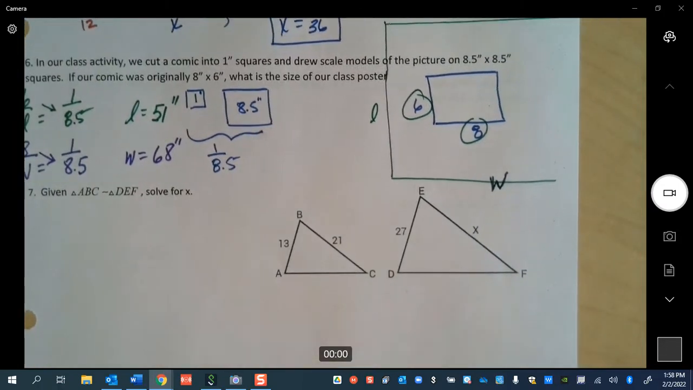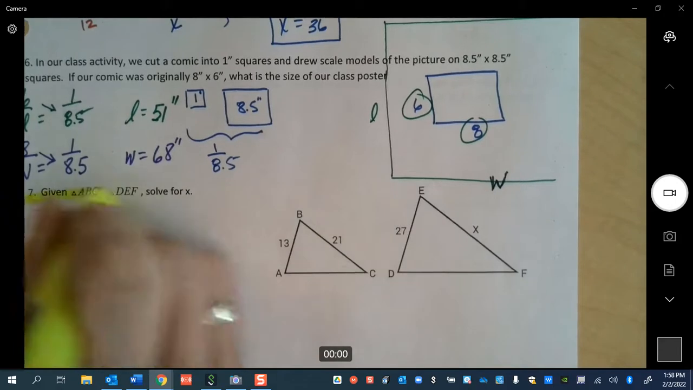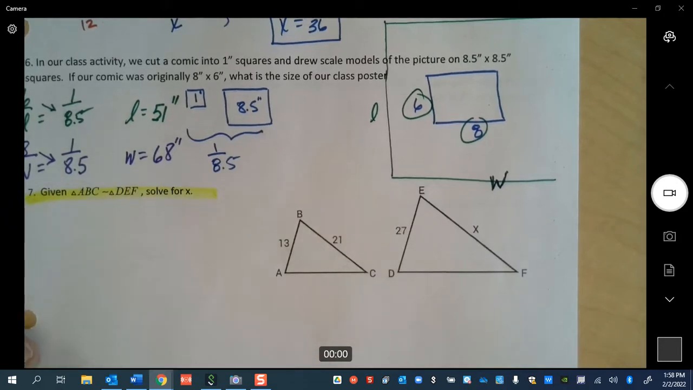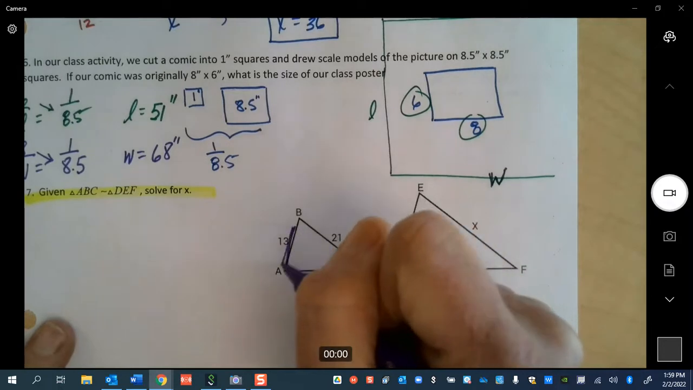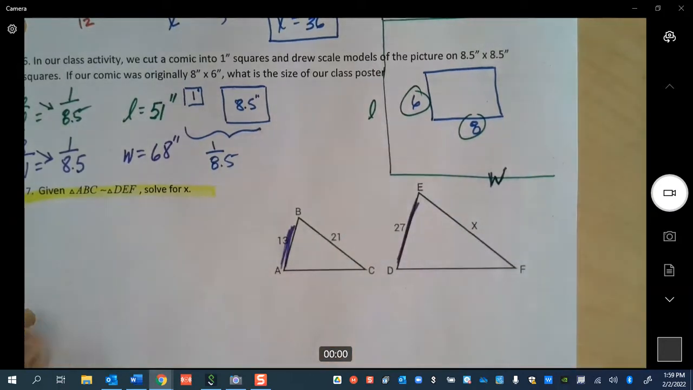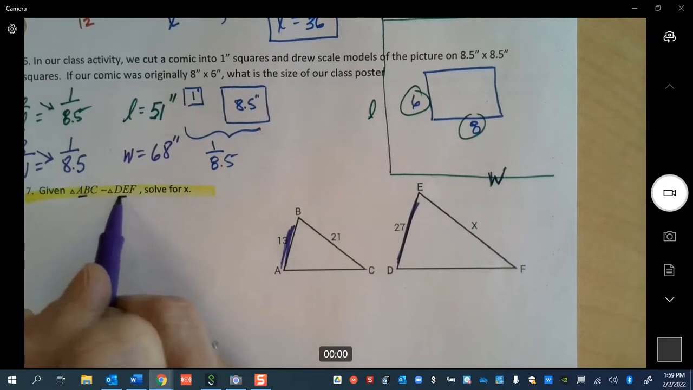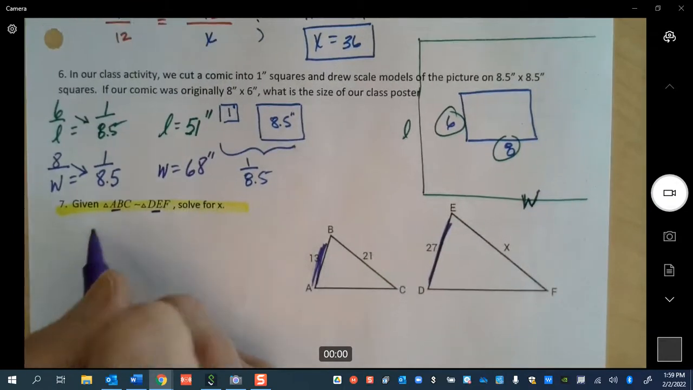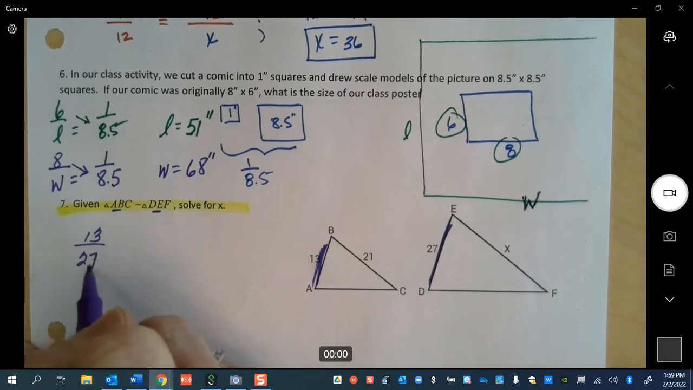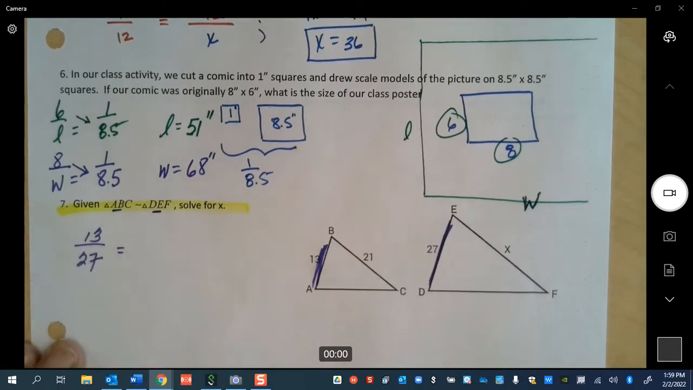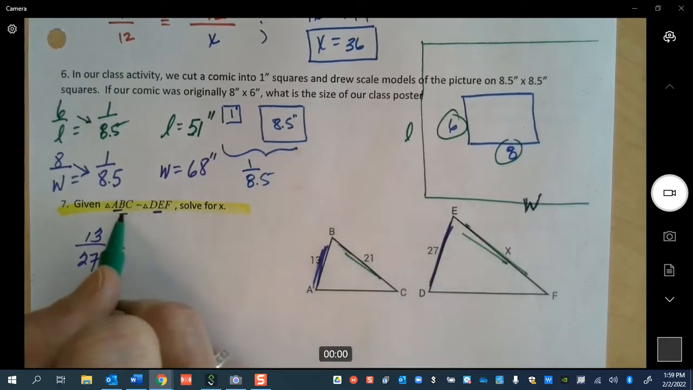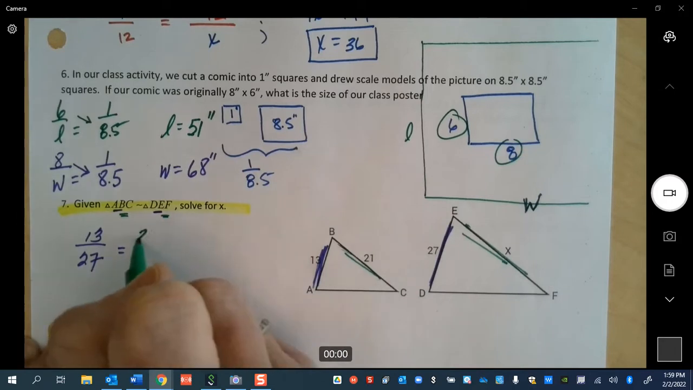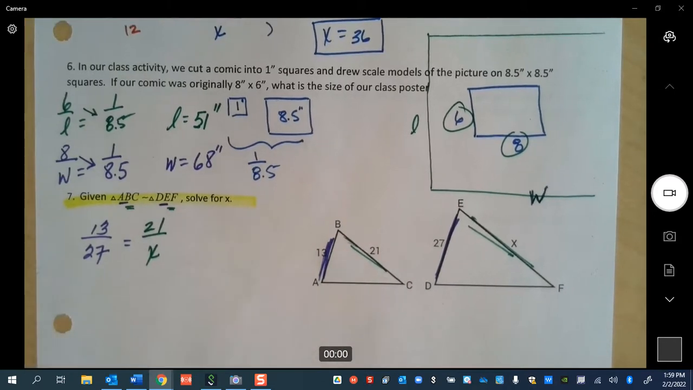All right, here's this next sentence. Given these two triangles are similar, go ahead and solve for x. When I match up my corresponding sides, I know that AB corresponds to DE. So I know that 13 can be compared to 27. I know that BC and EF correspond. So 21 can be compared to x. I'm allowed to set up these proportions because I was given that the triangles were similar.